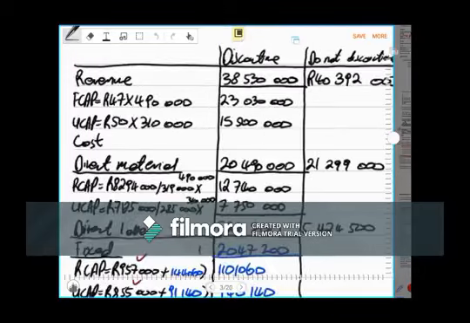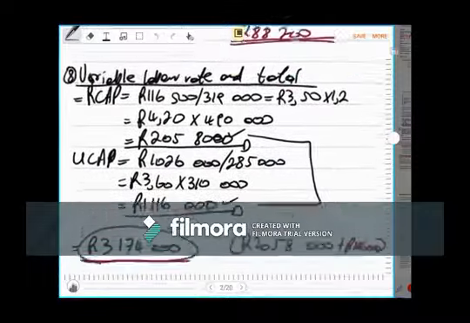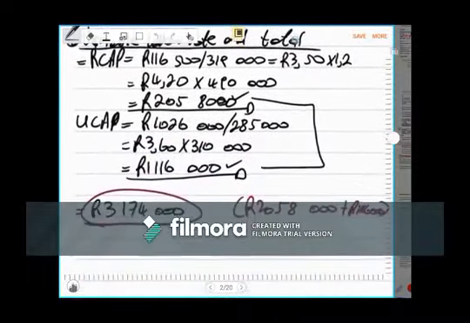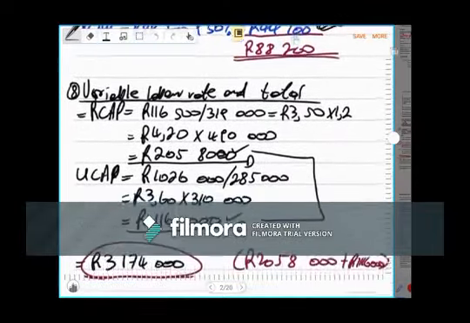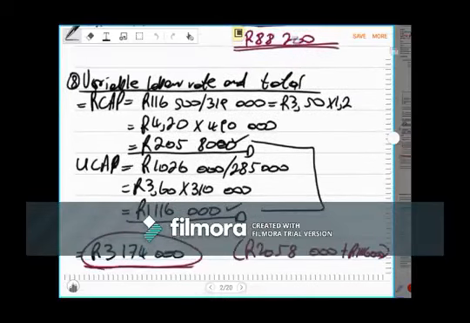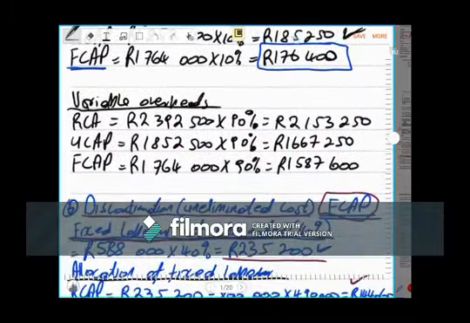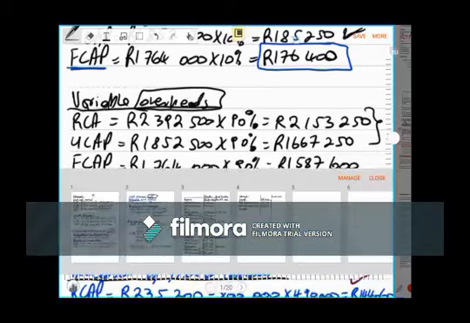The variable part, I have already done the calculation. If my memory still serves me, my total of the variable overhead was 3,174,000. No, this was labor. I'm not under labor. I want the variable overheads. My variable overheads was 90%. Yes, variable overheads was 90%. And 90% was all these two, which is 2,153,250.